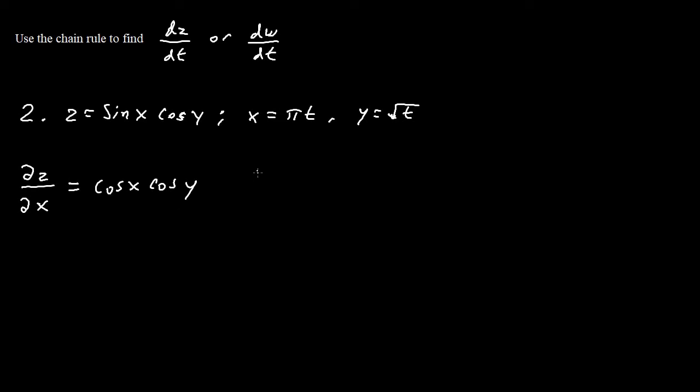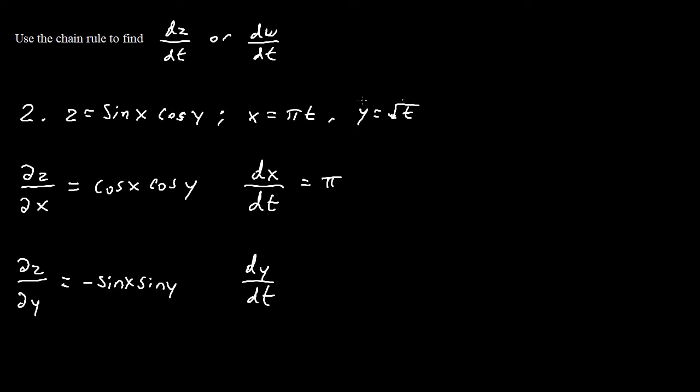For dx/dt, we're just going to take a look at the x equation and derive it with respect to t. The derivative of pi times t is simply pi. Now the partial derivative of z with respect to y. This time y is the variable, x is going to be the constant. The derivative of cosine y is negative sine y, so we have negative sine x times sine y. And then the derivative of y with respect to t. Let's go ahead and look at the y equation.